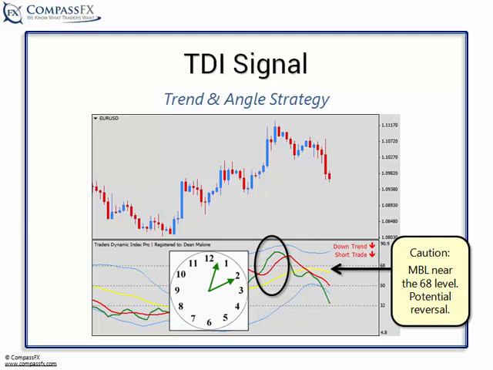In this case, we have a pretty good angle between 12:30 and 2 o'clock. The problem, though, is that the market baseline is getting very close, near the 68 level, and there's that potential for reversal. As a matter of fact, in this example, we can see that shortly after the move up, the market did reverse and fall back over.